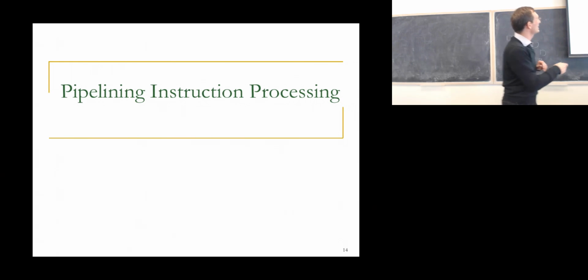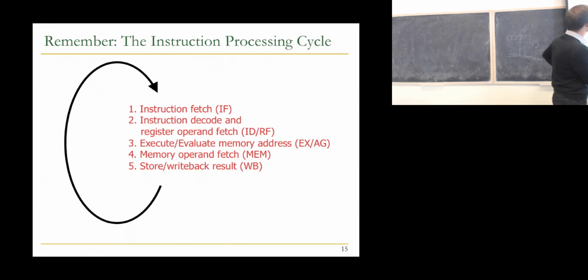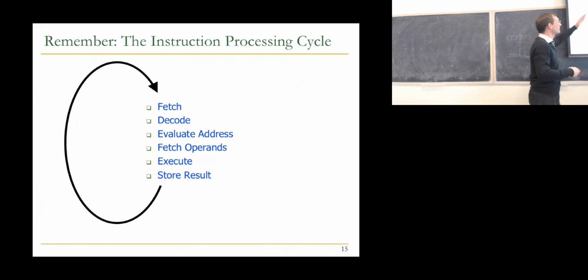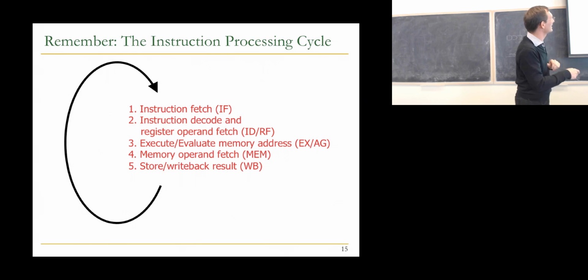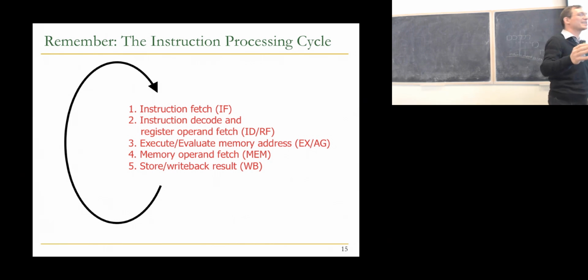Okay. So how do we actually pipeline the processing of this instruction processing cycle? You already know this by now, so I'm not going to go over it. Fetch, decode, evaluate address, fetch operands, execute, store result. You don't need to have stages that correspond exactly to this. One key question is how do you actually break down the stages? And this could be one way. You really would like to balance the stages such that no stage wastes any time.